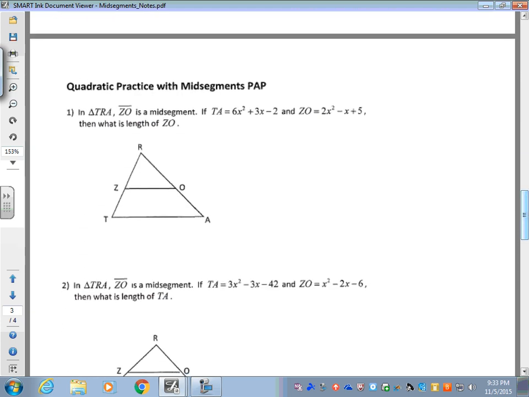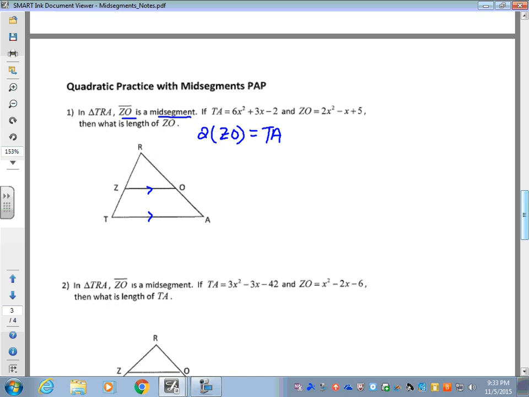So on this last page, I'm going to go over a couple with you. And I'm going to have some of you finish them on your own, and I'm going to check this. This is what I'm going to really check to see if it's completed or not. So we know that ZO is a midsegment. It says it right here. So we know it's parallel. And we also know that if I double ZO, it's going to equal TA.